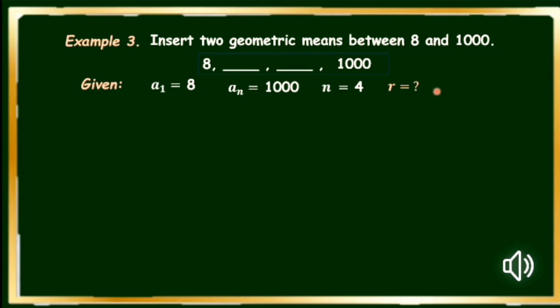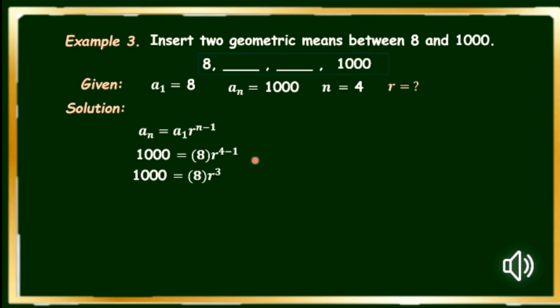Still, we need to look for the value of r. Since this is a sub n, or a sub 4, then a sub n is equal to a sub 1 times r raised to n minus 1. Or a sub n is 1000, a sub 1 is 8, times r raised to n, which is 4, 4 minus 1. Or 1000 equals 8 times r cubed. We divide both sides by 8, so we cancel 8. And 1000 divided by 8 is 125. Therefore, r cubed is equal to 125.